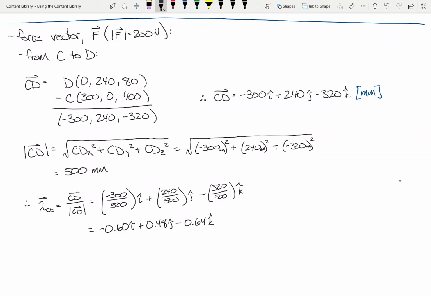Is everybody with me on this? Because we've done this before. I just want to make sure this part is comfortable. What are the units for this? There are no units, right? So I'm going to go ahead and put that there to make sure we're all on the same page. So now, if I want my force vector, I take my magnitude of 200 newtons, multiply it by this.